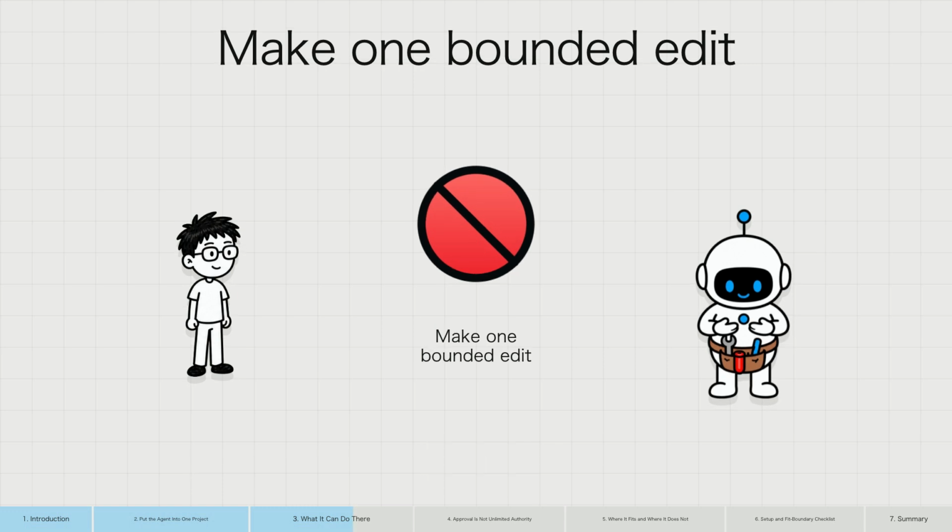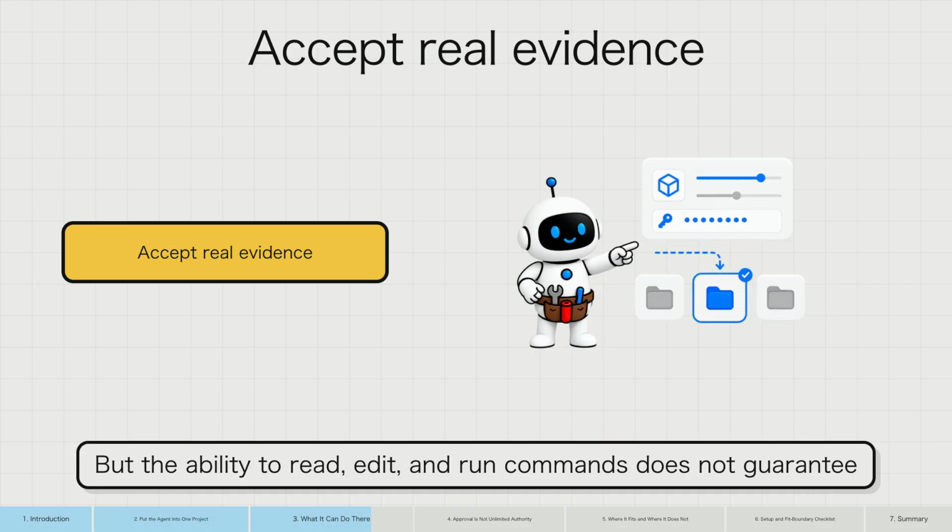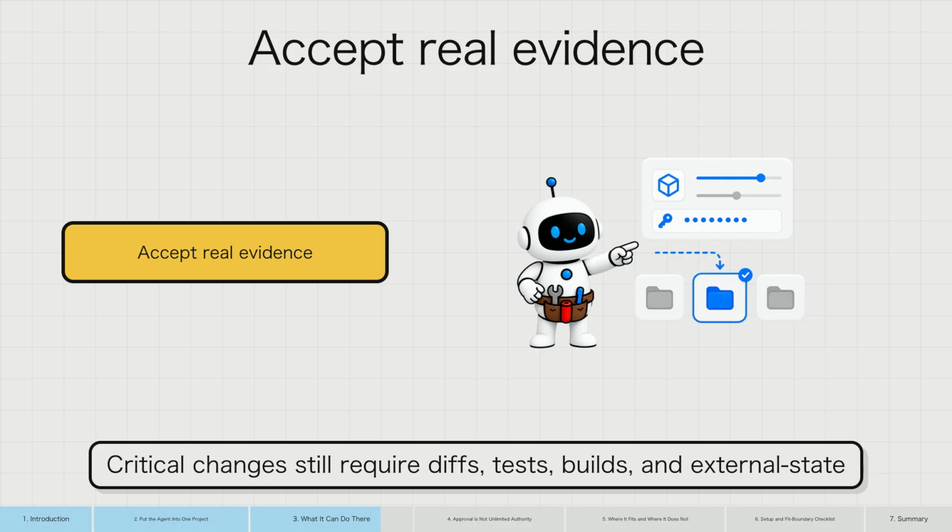The practical benefit is less manual copying between chat, terminal, editor, and project files. Context and actions stay inside the selected workspace, but the ability to read, edit, and run commands does not guarantee correctness. Critical changes still require diffs, tests, builds, and external state checks.